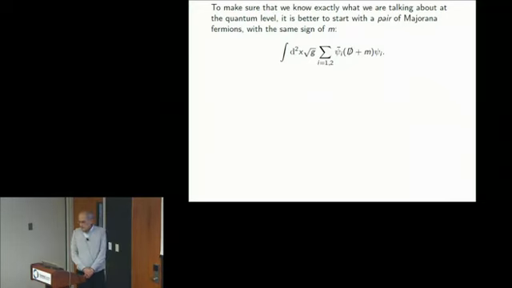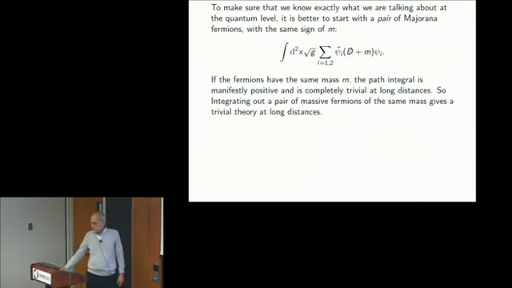Now, at the quantum level, to make sure we know what we're talking about, it's better to start with a pair of Majorana fermions with the same sign of M. So that's our completely trivial anomaly-free theory where we know exactly what the path integral means, and it's positive. If the fermions have the same mass M, the path integral is manifestly positive, and at long distances it's completely trivial up to local non-universal terms. So integrating out a pair of massive fermions of the same mass gives a trivial theory at long distances.